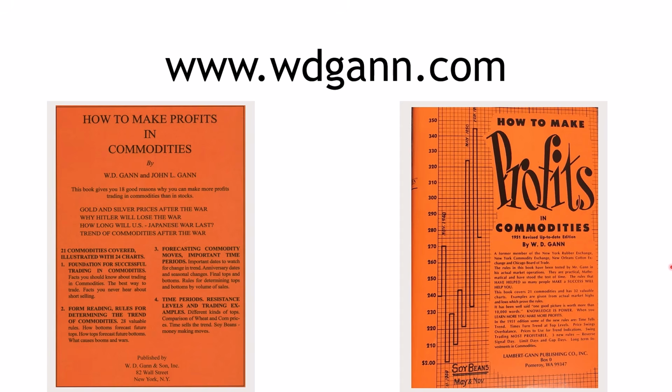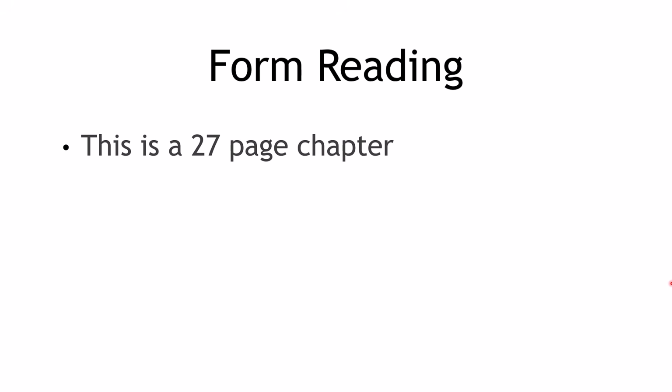So which book do I recommend? Well, probably the 1951 edition would make sense, as Gann says it's up to date. But really, at the end of the day, you can read both and you can make up your mind which one you prefer. Now, from reading, looking at the 1951 edition, it's a 27-page chapter of a book.